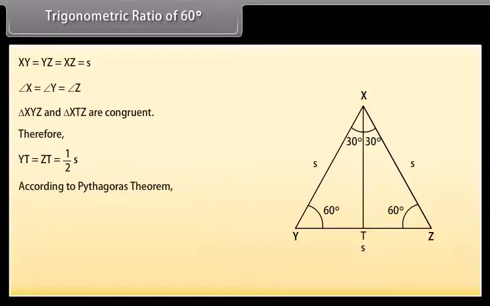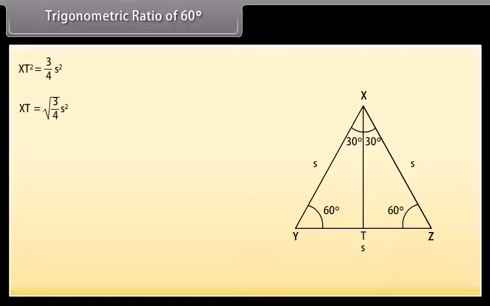According to Pythagoras' theorem, XT square plus YT square is equal to XY square. By substituting the values, we get XT square plus 1 upon 2 s whole square is equal to s square. By calculating it, we get XT is equal to square root of 3 upon 4 s square, which is square root 3 upon 2 s. Sin 60 degree is equal to XT upon XY, which equals square root 3 upon 2 s upon s, equals square root 3 upon 2.